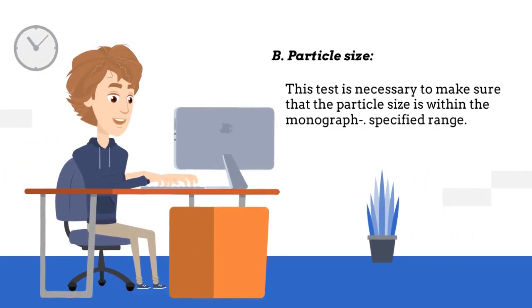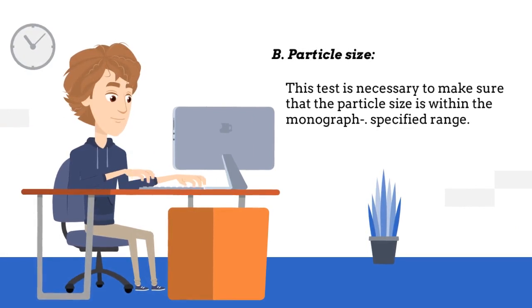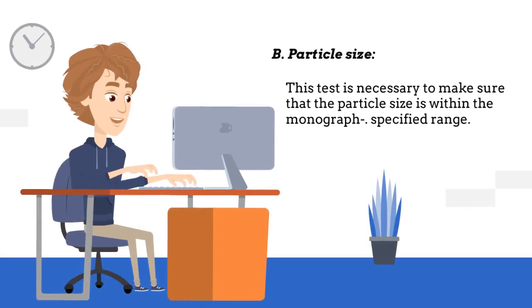B. Particle size determination. This test is necessary to make sure that the particle size is within the monograph specified range. Test technique: take a sample and dilute it with an equal volume of liquid paraffin or glycerol, or as directed by the monograph. Spoon the liquid onto a glass slide and use a light microscope to observe it.